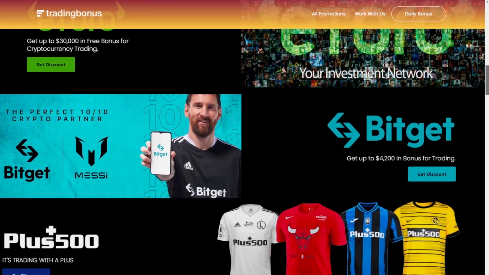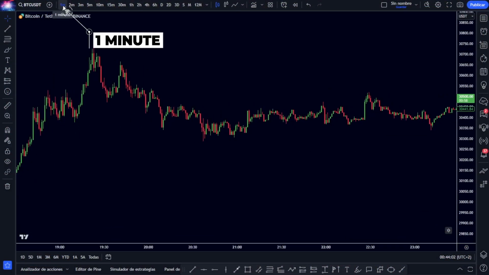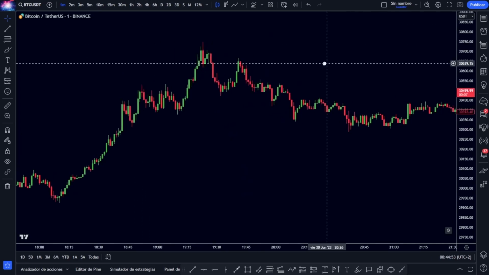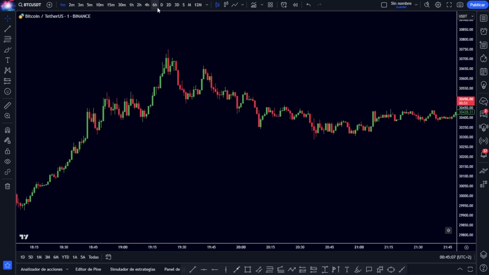In this case, we are in the Bitcoin chart in the 1-minute time frame, but I already advise you that this indicator can adapt perfectly to timeframes of 5, 10, or even 15 minutes. In higher timeframes it would also work perfectly, but it is one of the indicators that has more effectiveness in low timeframes, so why are we going to waste its potential in higher timeframes?